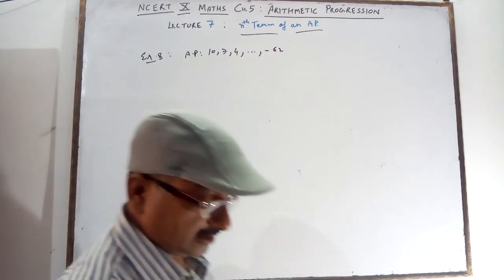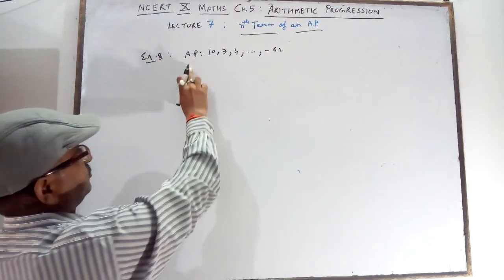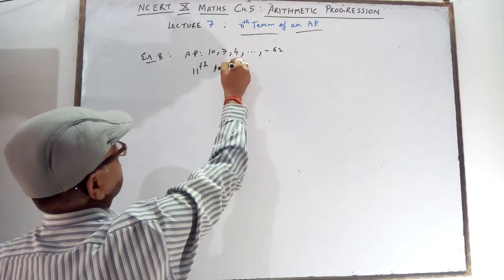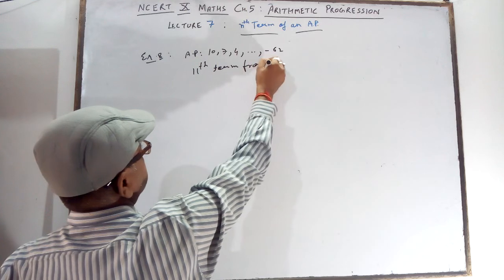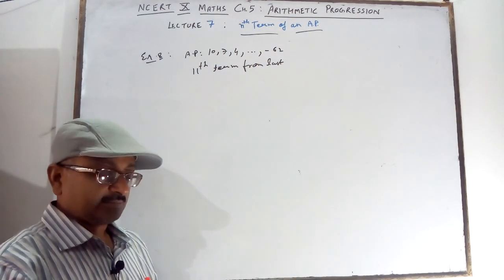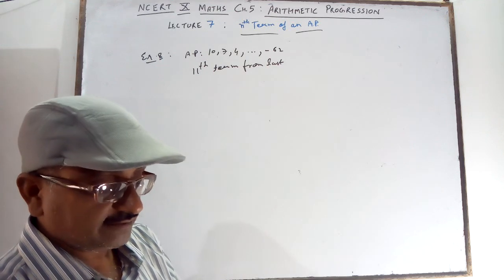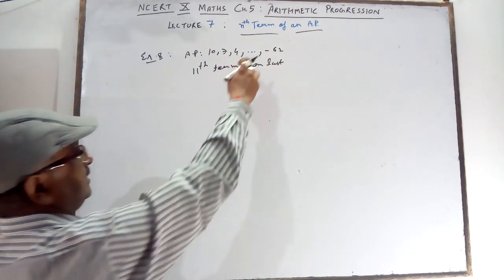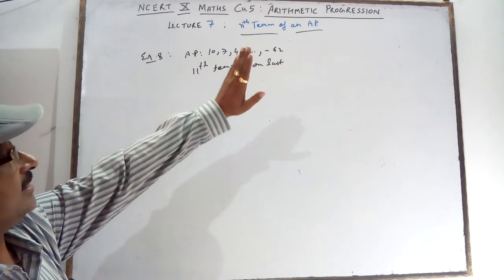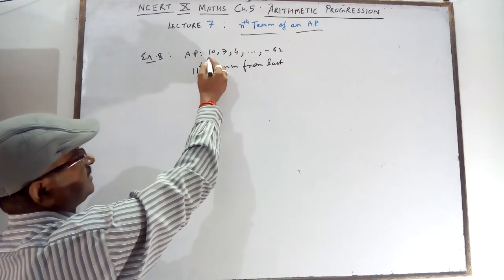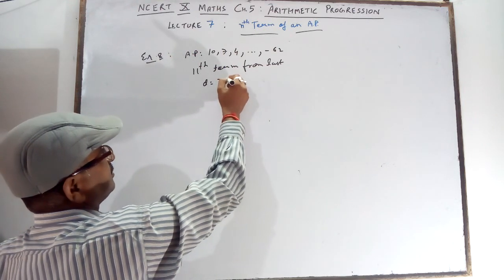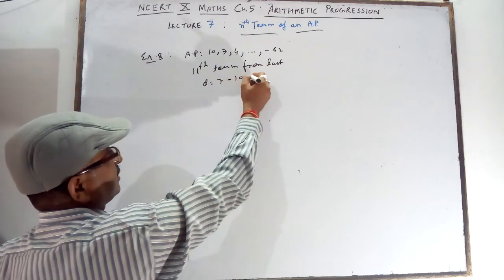You want to get the 11th term from the last. There are two methods. By this you will get it very simply. an is given, but you take what the common difference is at this place. The difference d is equal to 7 minus 10. What are you getting?